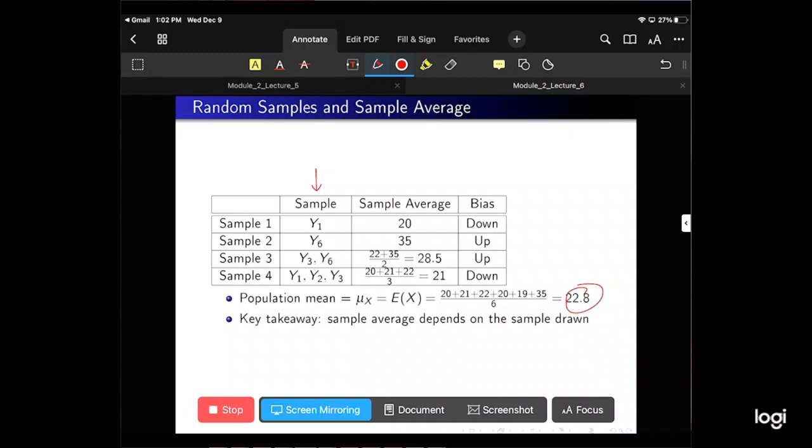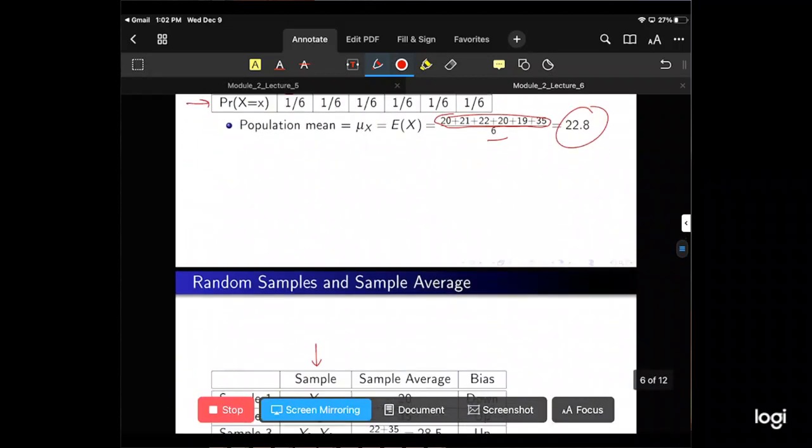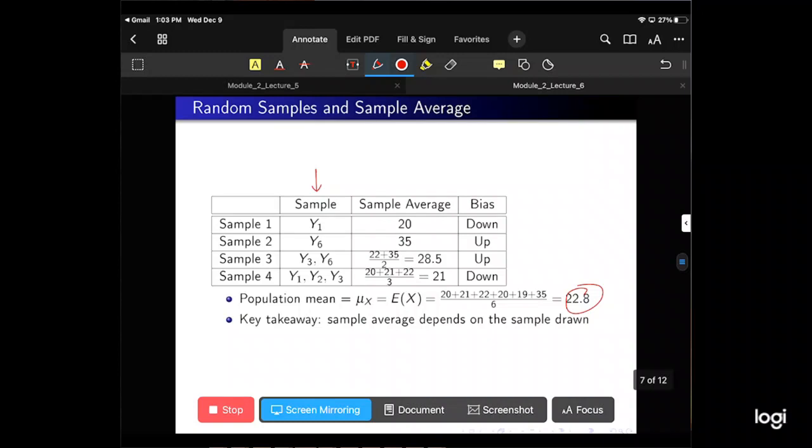Now let's try again. Let's roll the die again, and we get a 6. So we take the age of person 6, and that's 35 from this table up here. So the sample average of the one individual is 35. This is going to be biased upwards relative to our population mean, which is 22.8. Clearly taking one person as our sample is not the greatest sample. So let's start taking more than one person for our sample.